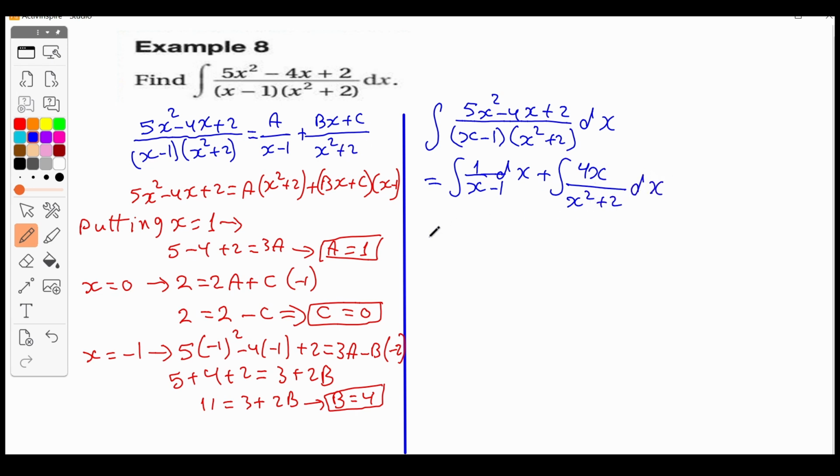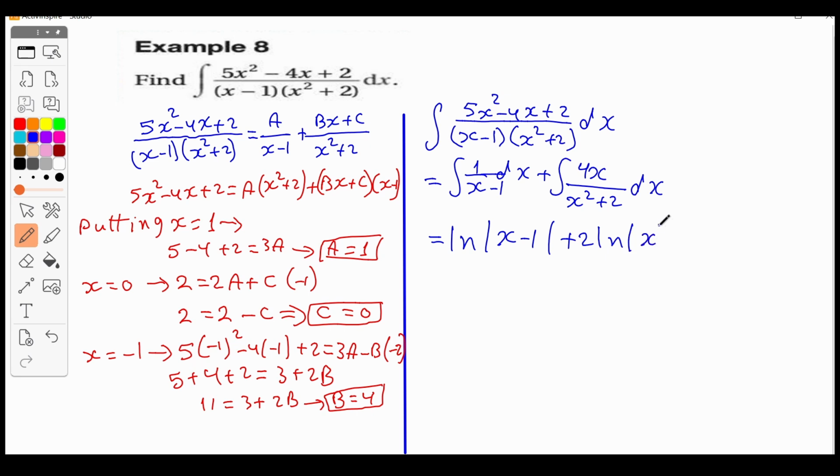Now let's integrate. The integral of 1 over x minus 1, that will be ln of the modulus x minus 1. Plus, what about this? Here the top could be the derivative of the bottom. If we write 4 as 2 times 2, we can keep this 2 inside and the other 2 outside. So it will be 2 ln of what?